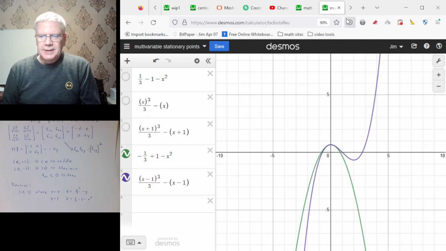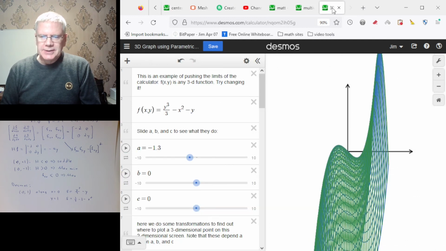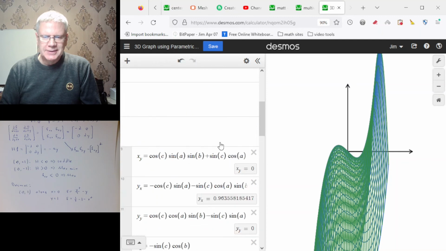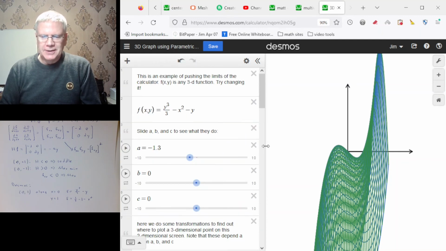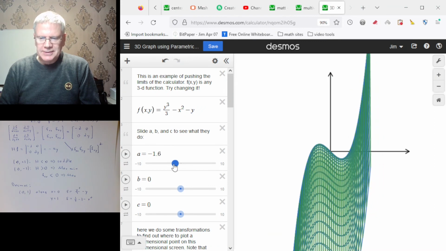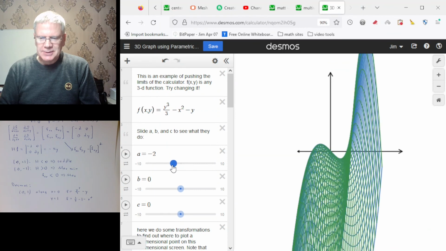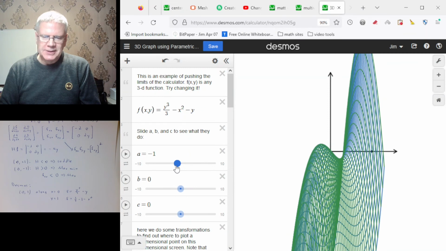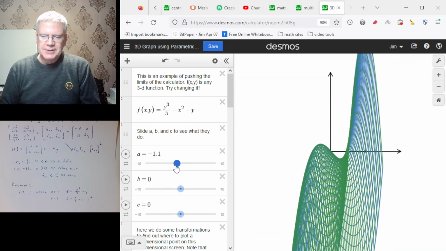It turns out that Desmos also has a 3D graphing thing, which is not built in, so they've done a whole lot of transformations here that I'm not even going to begin to try to figure out. But you can put your own function in here. So that was my original function. And by turning this around, you can see that there's a maximum to the left there, and in the dip, it looks like there's a saddle. So those are our two stationary points.